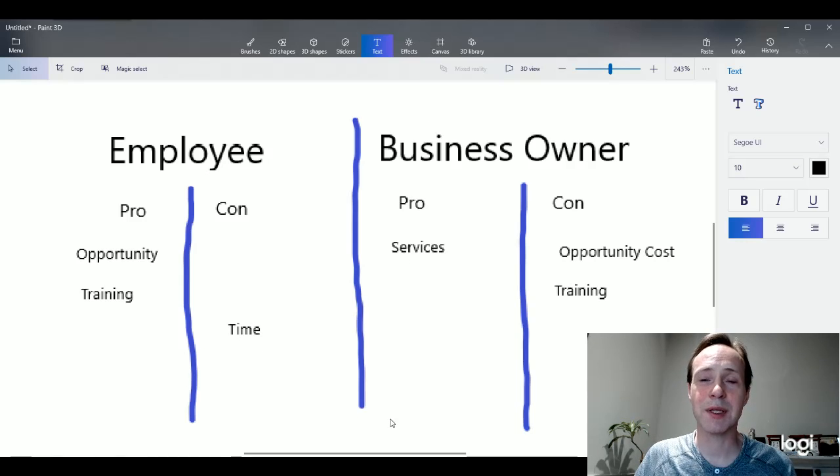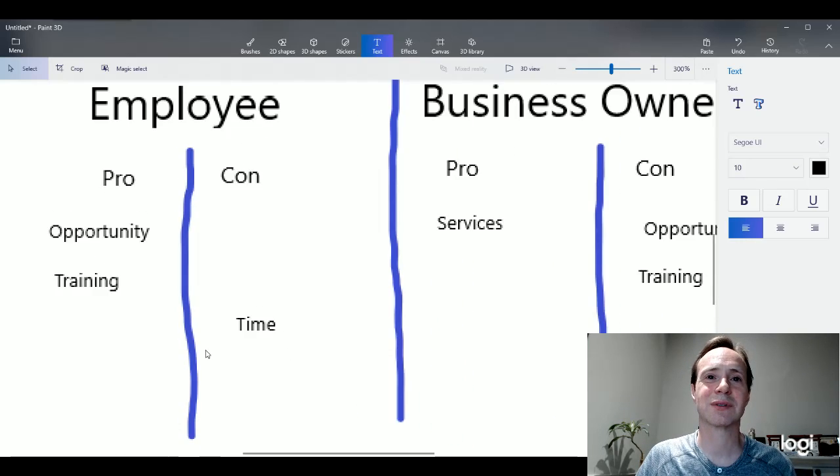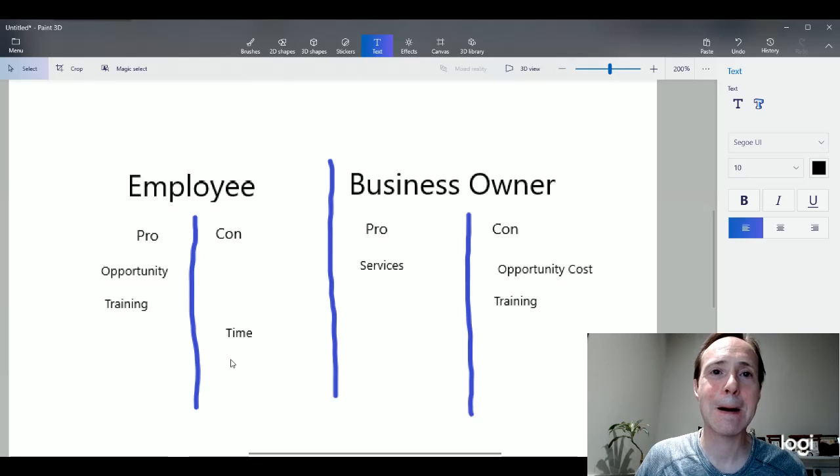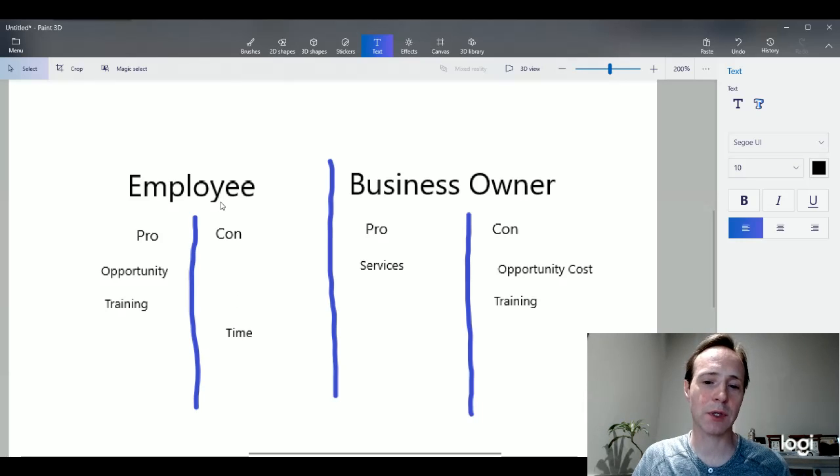Now, let me think of some more. Let's think about some other cons that the employee has. Well, the employee is generally getting underpaid for the work that they do. What I mean by that is their perception of the labor that they're providing is that it's worth more than what they're actually getting at the end of the day.